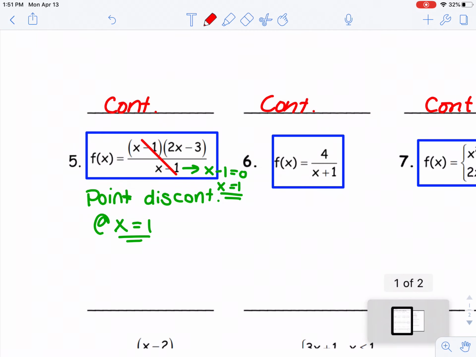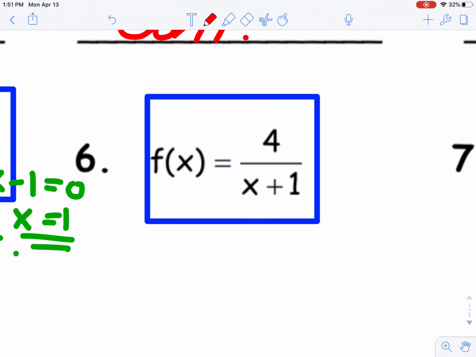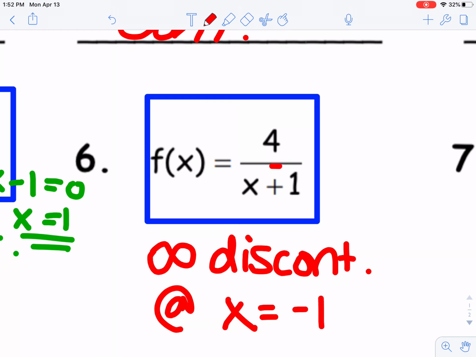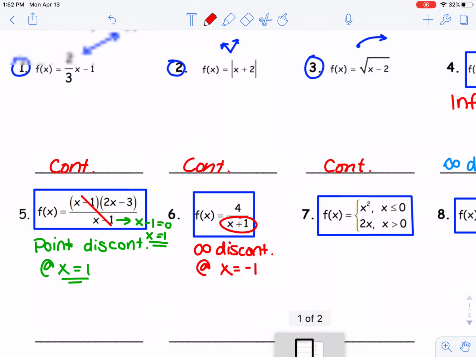All right, number 6 is super quick because we already did one like this. This is going to be an infinite discontinuity because nothing cancels. And it's going to happen at x equals -1. Again, set the bottom equal to 0 and solve.